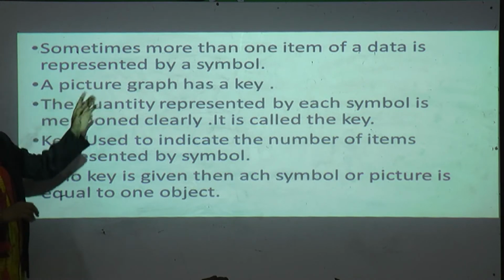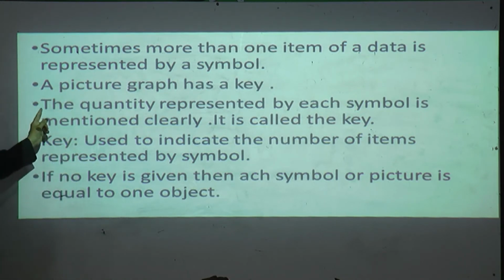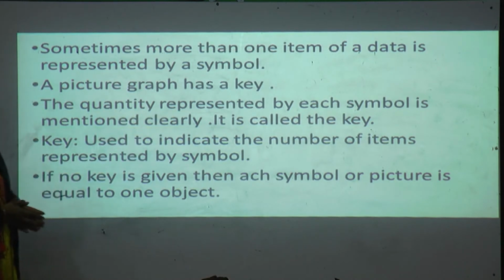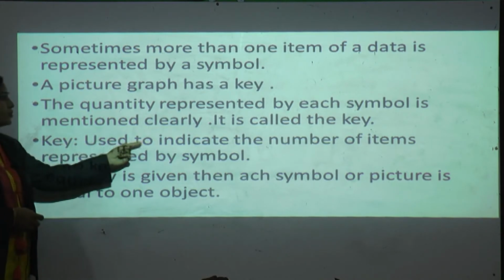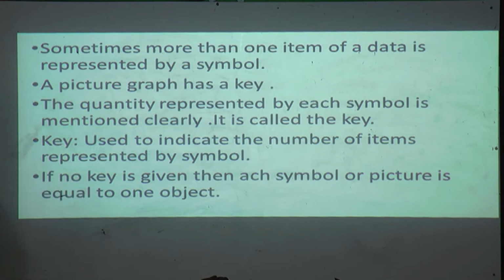Now a picture graph has a key. The quantity represented by each symbol is mentioned clearly. It is called the key. In the previous example, we have already seen the key here. Here one smiley represents one child, but sometimes we have to represent more than one item. That time there is a key. So key is used to indicate the number of items represented by a symbol. If no key is given, then such a symbol or picture is equal to one object.